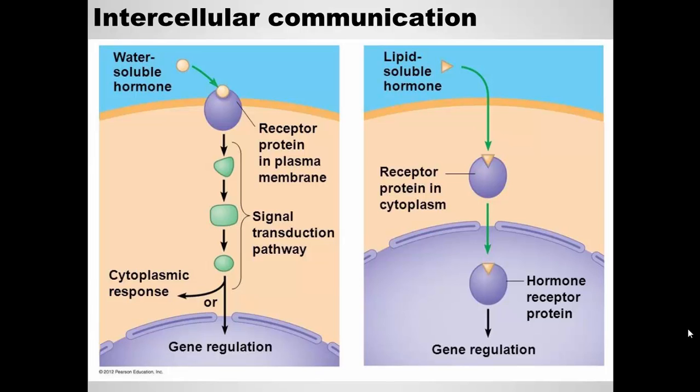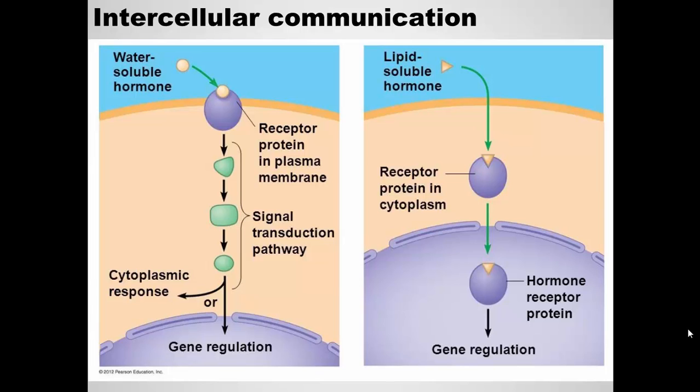For example, insulin would be an example of this sort of communication. So insulin can't pass through the cell membrane. So instead what happens is it binds with a special receptor molecule that's in the cell membrane. So insulin binds with it, and then this receptor molecule releases other molecules inside that have some effect.